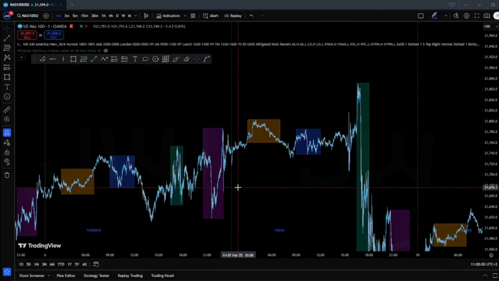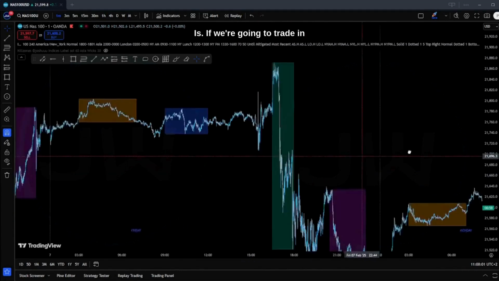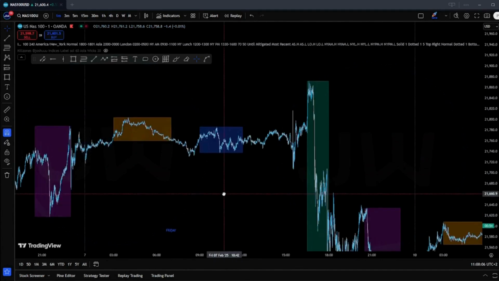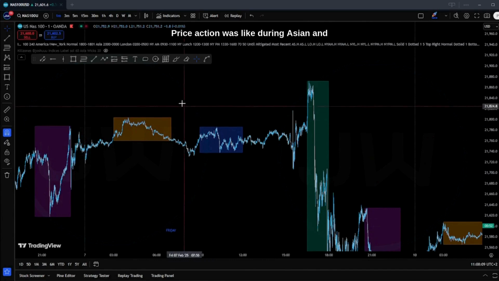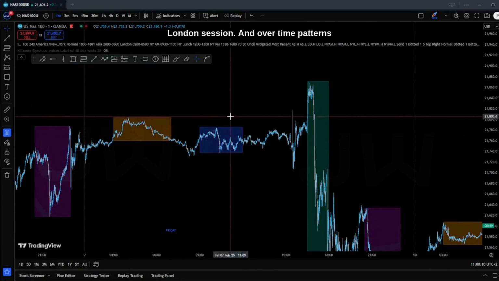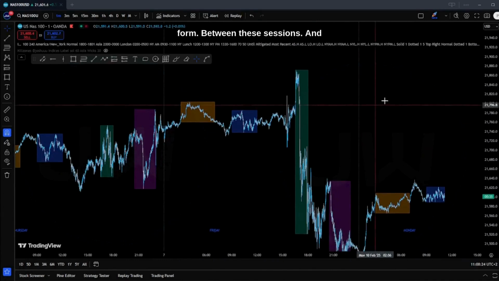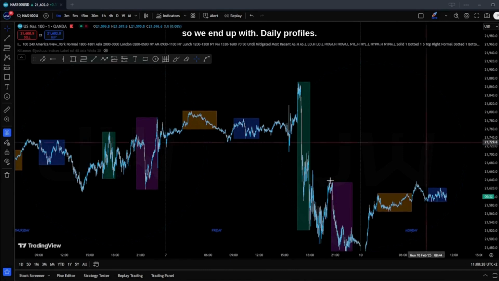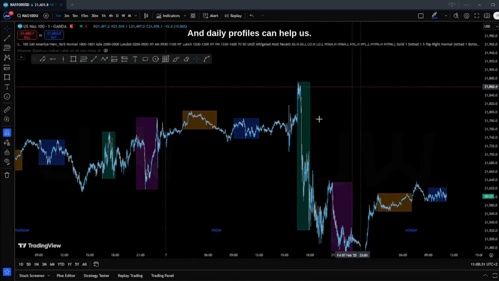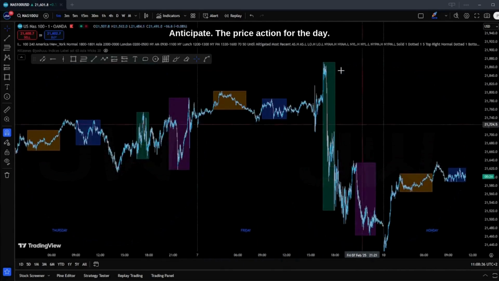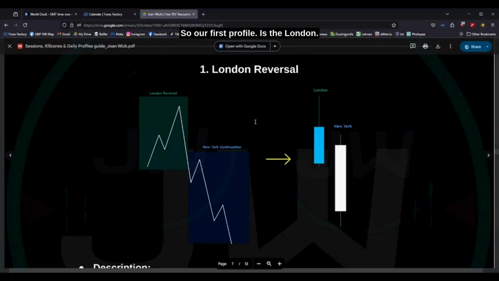So we can use these kill zones together to anticipate price action. What I mean by that is, if we're going to trade in New York session, we'd like to know what price action was like during Asian and London session. And over time, patterns form between these sessions, and so we end up with daily profiles. And daily profiles can help us anticipate the price action for the day. So our first profile is the London reversal.